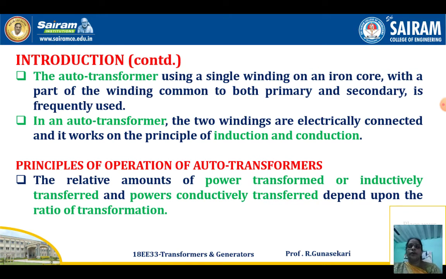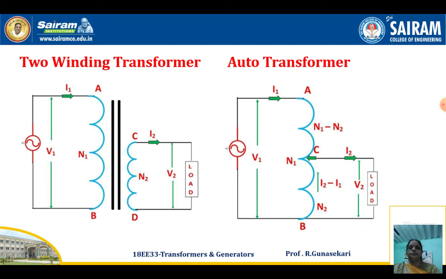Next, the principle of operation of the autotransformer. One is power inductively transferred. The second one is power conductively transferred, because the principle of the autotransformer is induction and conduction only. So power is inductively transferred and also conductively transferred. Both depend upon the ratio of transformation, that is K.